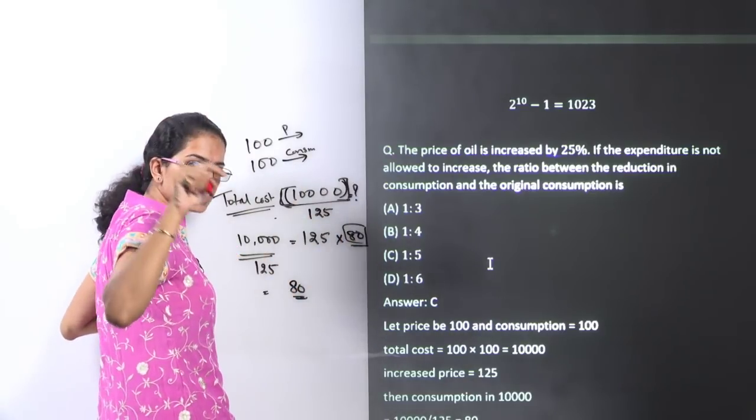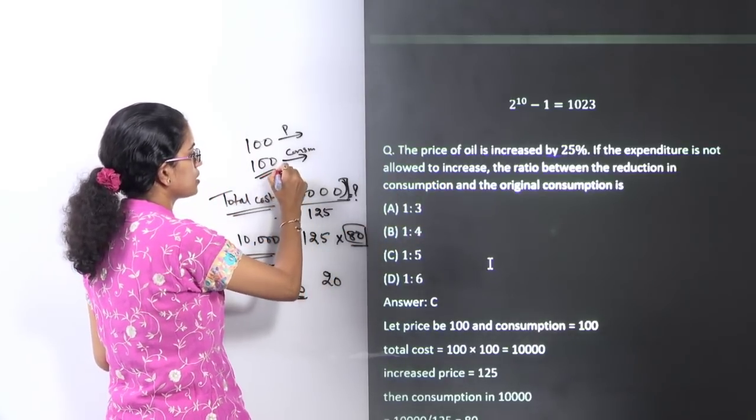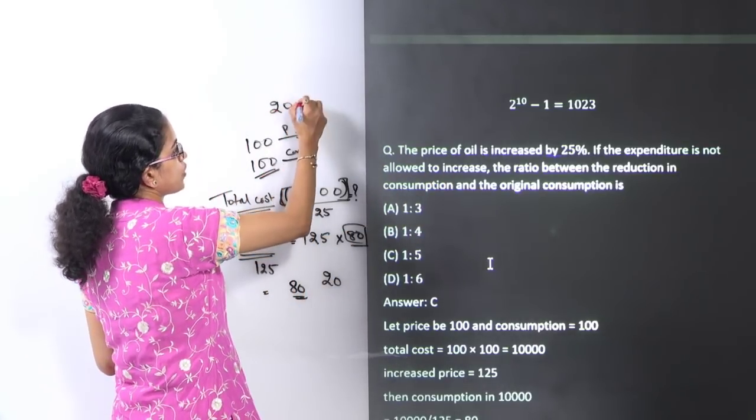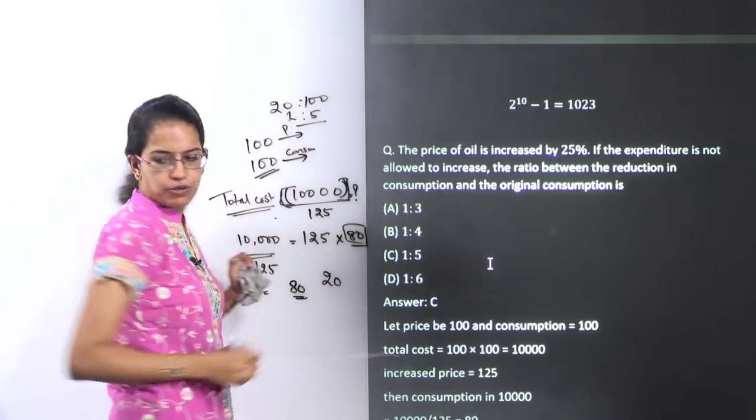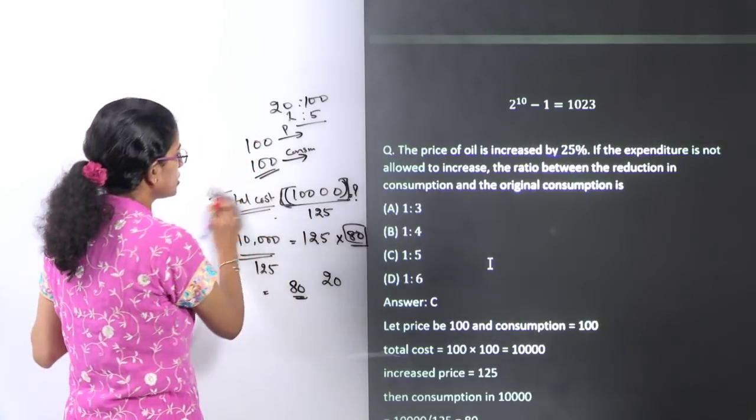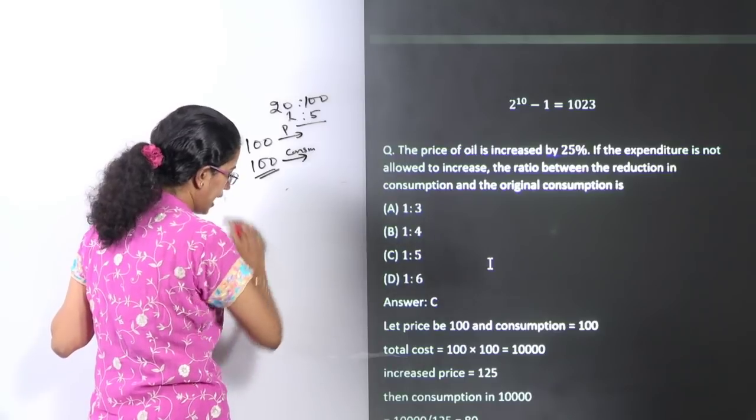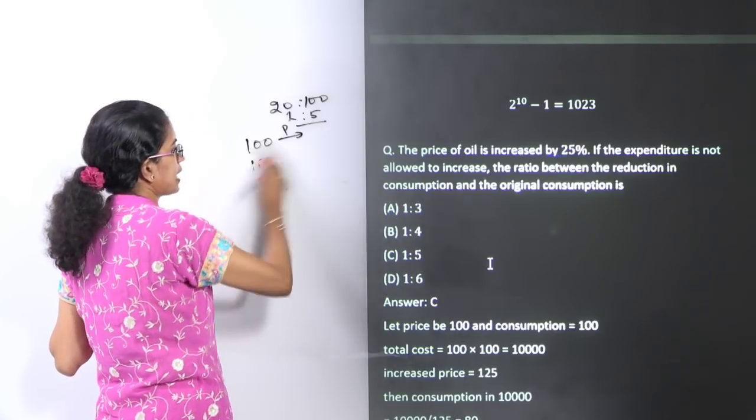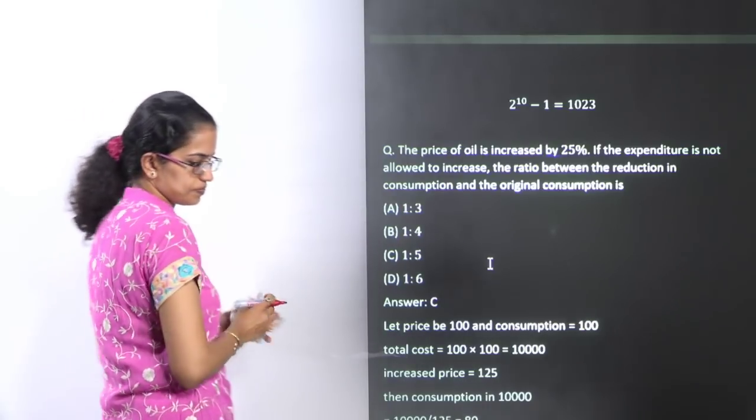So how much consumption is being reduced? That is 20. And what was the original consumption? Original consumption was 100. So 20 is to 100 would be my ratio. That would be 1 is to 5. I hope that's clear. So I have to maintain my total cost. Now since one of my prices is going up, my consumption has to go down in order to maintain that 10,000 as 10,000. And that's what you do in this question.